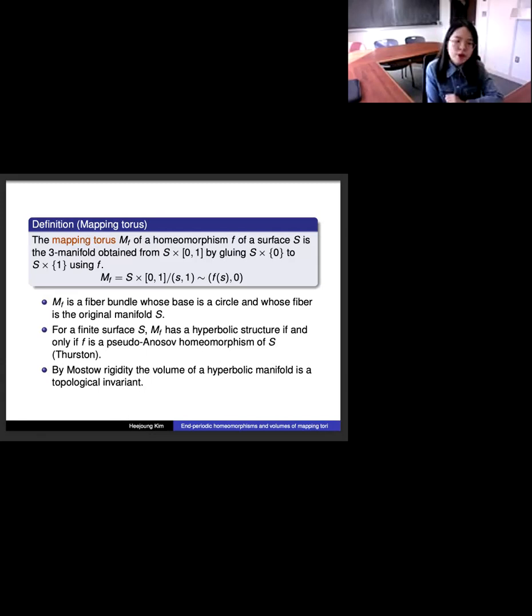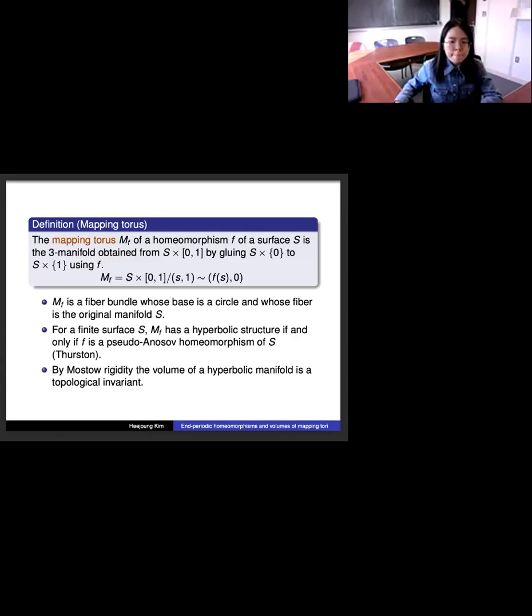And for a finite type surface S, a mapping torus has a hyperbolic structure if and only if the homeomorphism is pseudo-Anosov. If the mapping torus has a hyperbolic structure, then M_f is a complete Riemannian manifold with constant sectional curvature -1. So we can talk about the volume of M_f. And in fact, the volume of a hyperbolic manifold is a topological invariant.